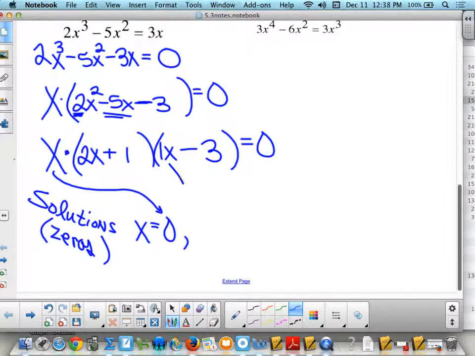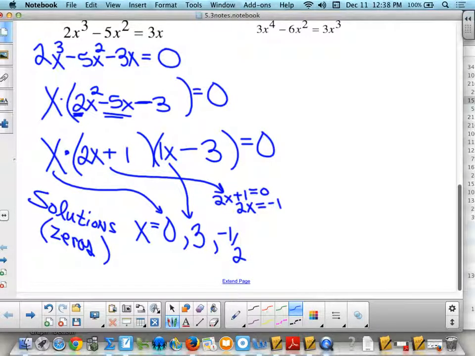Well, hang on. Tell me this one. 3. The reason I skipped this one is because this one's a little more difficult. 2x plus 1. When is it 0? Solve it for x. Yeah, it's negative 1/2, isn't it? If you divide by 2, you get your negative 1/2. Okay, so the 3 solutions are 0, 3, negative 1/2.